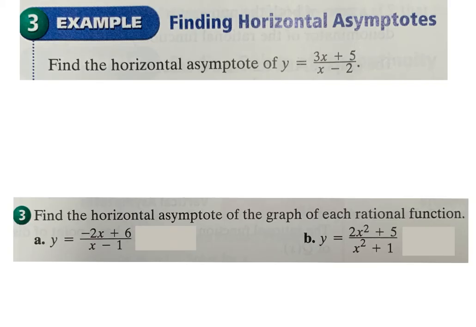What's my degree on top? My degree is 1. What's my degree on bottom? My degree is 1. They are the same. So it's going to be at 3/1, so y equals 3. Easy enough? Let's look at this guy.